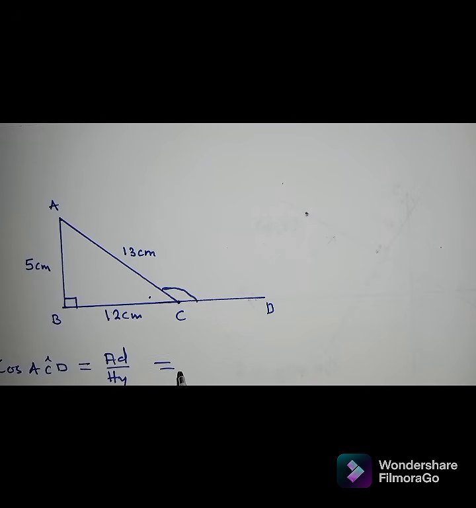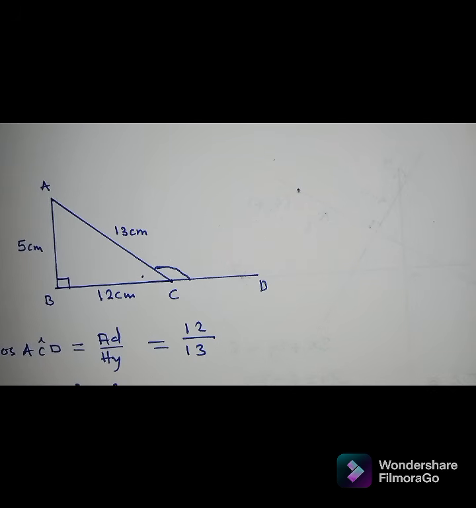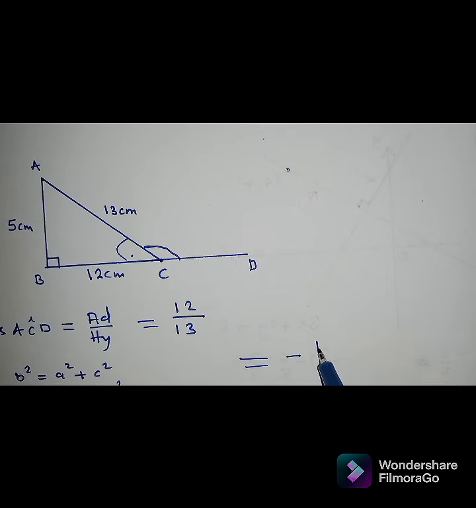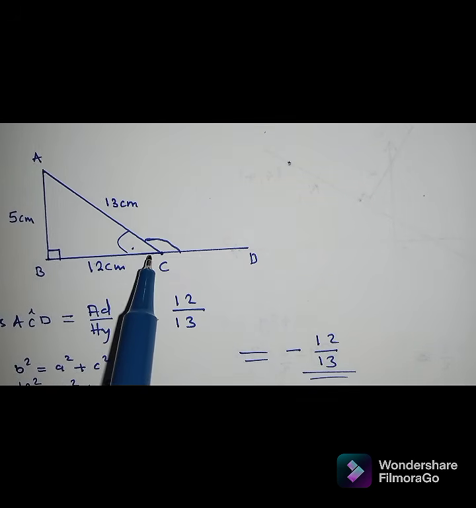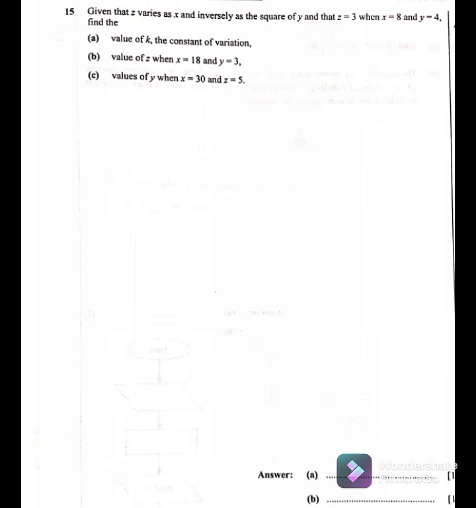Since we have found the adjacent, we can say adjacent, which is 12, over hypotenuse, which is 13. So 12 over 13 is for this part. Now for the other part, the solution will be negative 12 over 13. We just put a negative because it's the other side. This is the solution. Thank you so much. We go to the next question.